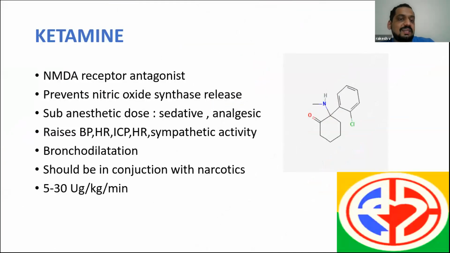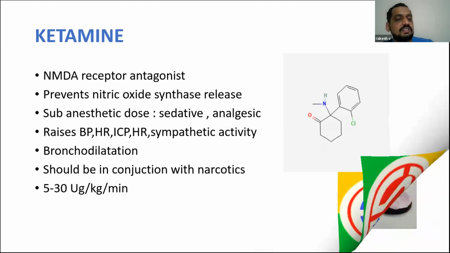Coming to ketamine, ketamine is an NMDA receptor antagonist. It prevents nitric oxide synthase release from your blood vessels, and it's both sedative and analgesic. But the only problem with ketamine is it raises all your pressures. It's a highly sympathetic drug which raises your blood pressure, heart rate, intracranial pressure. It raises your pulse and everything. It also causes bronchodilation. So it should always be used in conjunction with narcotic agents, which can be given in an infusion dose of 5 to 30 micrograms per kg per minute.